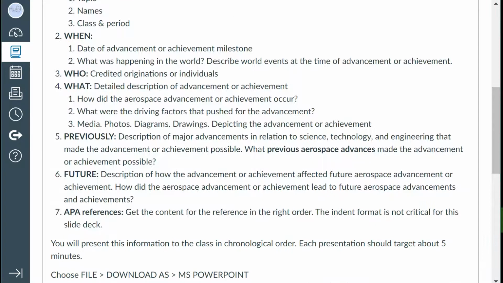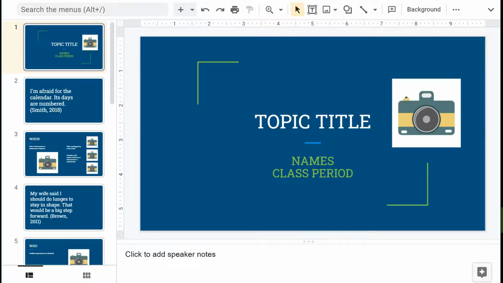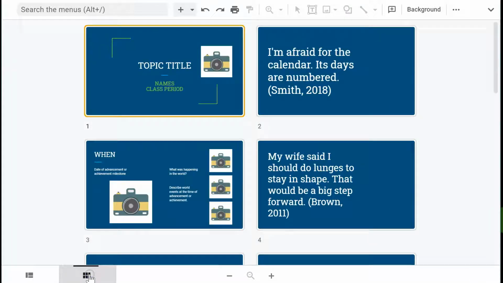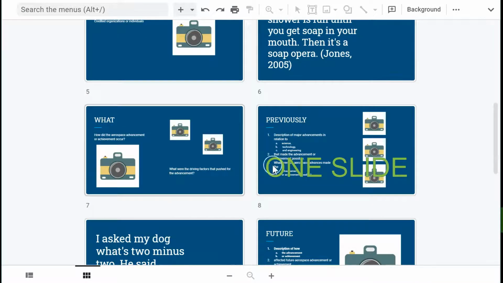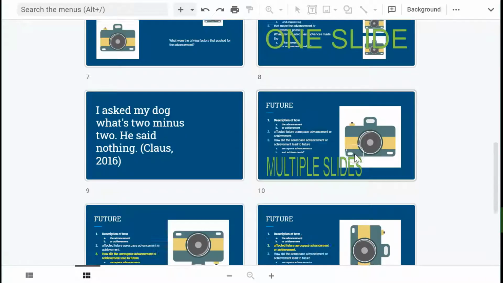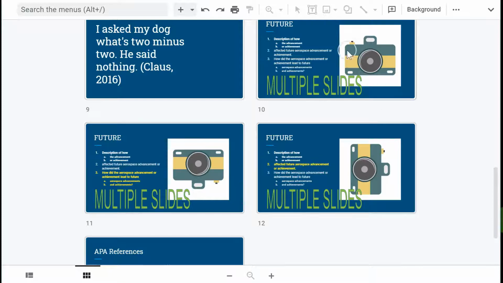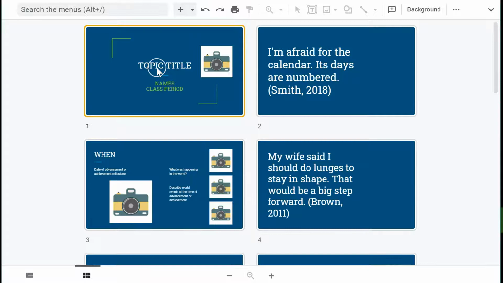So let's just look at how you could lay this out in your slide deck before you even start writing. I'm going to go to the overview for everything. Notice I went in and put some quotes. I have my topic title, when, who, what happened previously with one slide, another quote, and what happened in the future. This one is done in 3 slides, and then I have my APA references. Let's go look at this a little more closely.